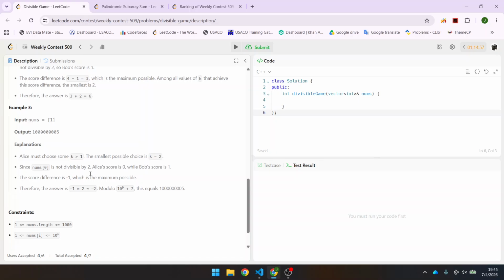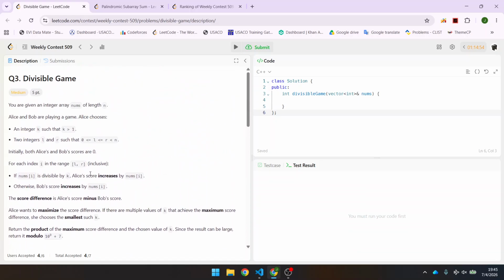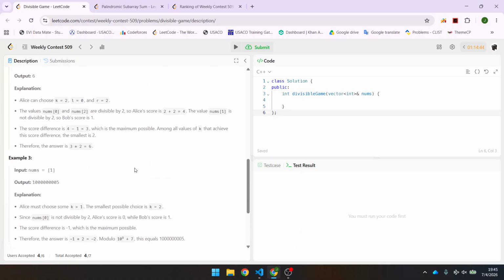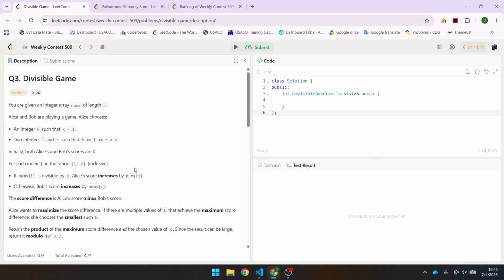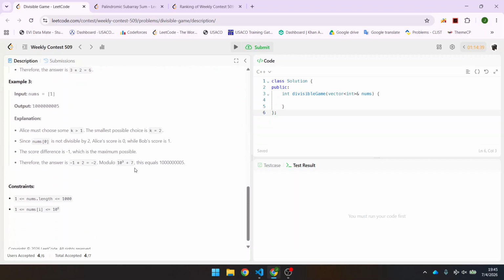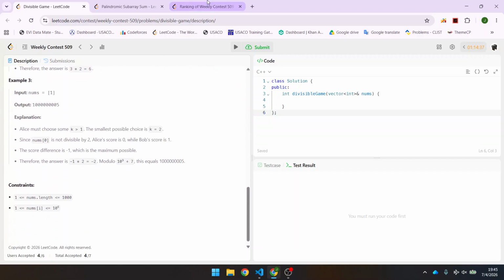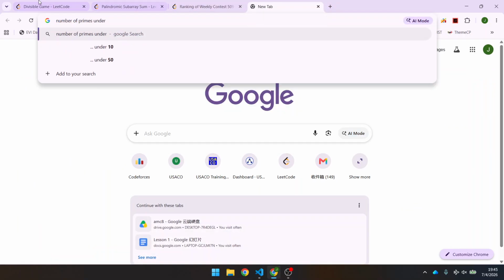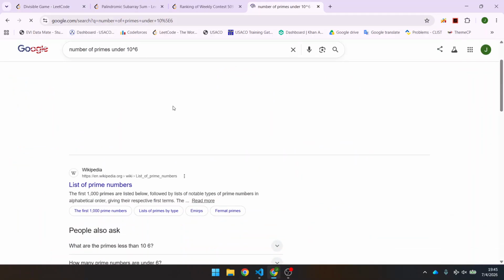If we have a K, can we find the answer quick? K is 10 to the 6. So prime. We only need to choose prime Ks. Number of primes under 10 to the 6.